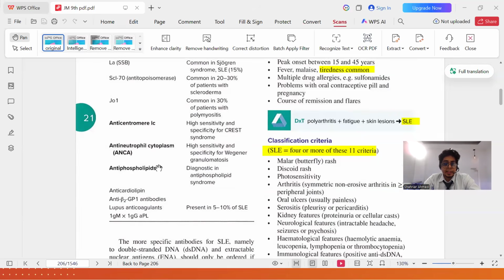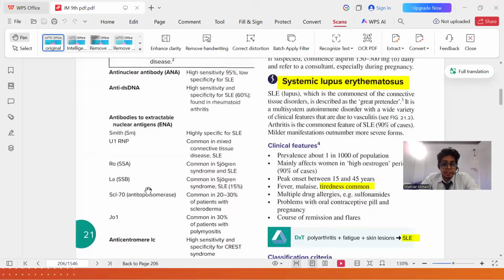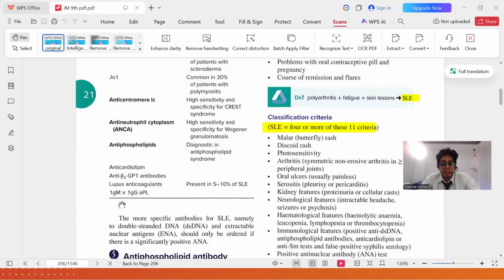Then there is another thing, as you can see here, anti-centromere, particularly for scleroderma. ANCA, you have heard the name before, I'm sure, like C-ANCA, P-ANCA. C-ANCA is particularly for Wegener's granulomatosis. Antiphospholipid antibody is for antiphospholipid syndrome. All right. And another thing which is not given here, you can write it down as an extra.